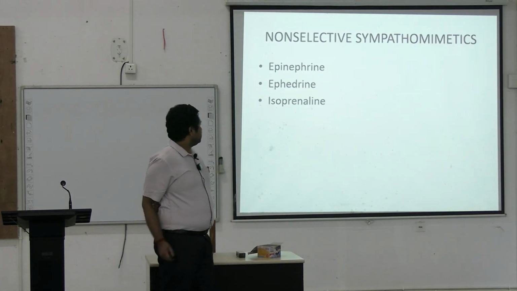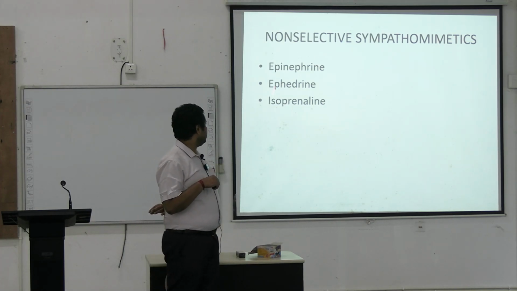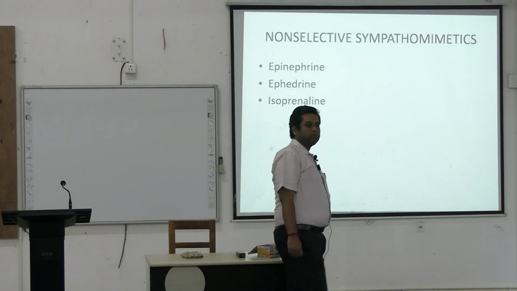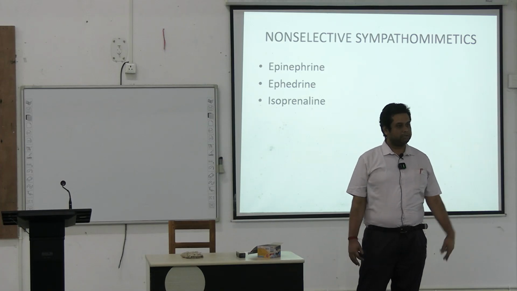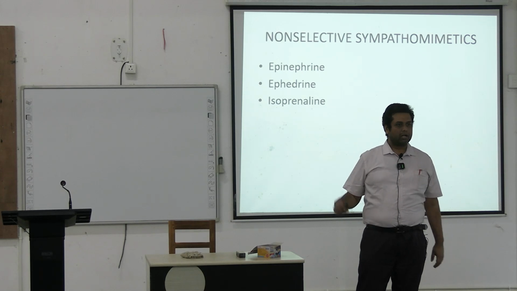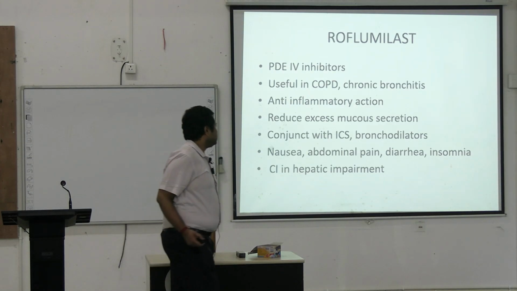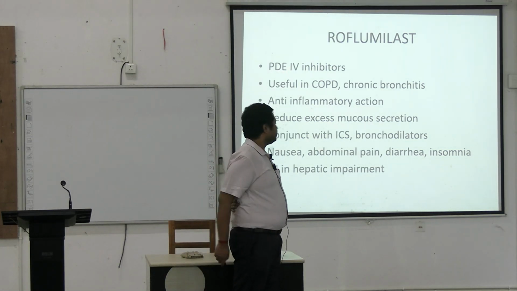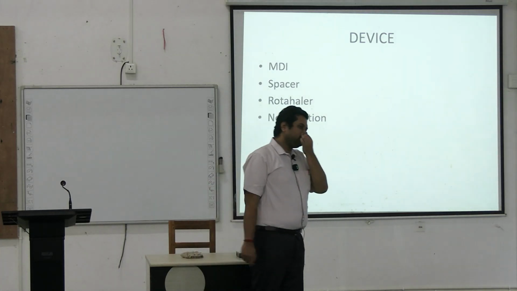Then some non-selective sympathomimetics like ephedrine, isoprenaline. The problem is that they produce adverse effects. They are given systemically and they involve other organs also. Roflumilast is a new drug, a PDE4 inhibitor. Now devices, what are the devices used?